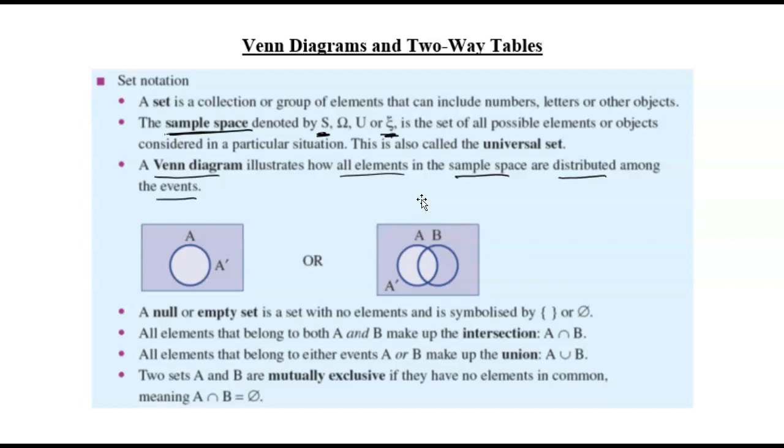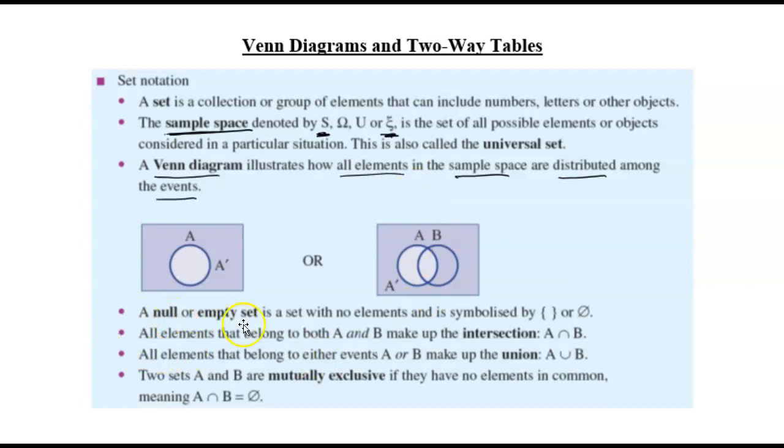A Venn diagram represents how all the elements in that experiment are distributed amongst the events. The sample space is denoted by the rectangle, so everything in the sample space needs to go inside that rectangle. The circle basically represents the events that we're dealing with. In the first Venn diagram here, there's only one event, which is A. In the second Venn diagram, we have events A and B, so we've got two events here. I'm not going to go into too much detail there because we'll talk about it a bit later.